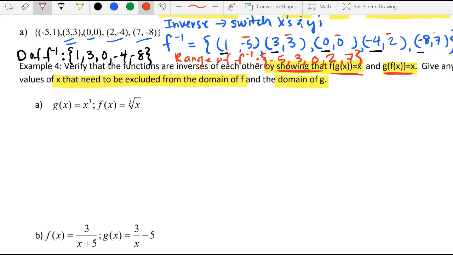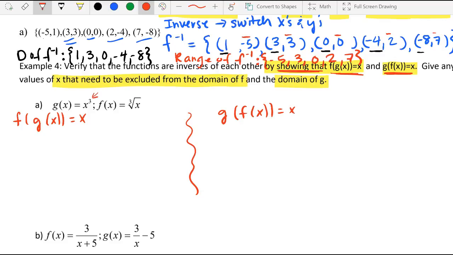Here we go. On that side, I need to show that f of g of x equals x. On this side, I need to show that g of f of x also equals x. If they both come out to be x, then yes, g and f are inverses of each other. So let's check out g.